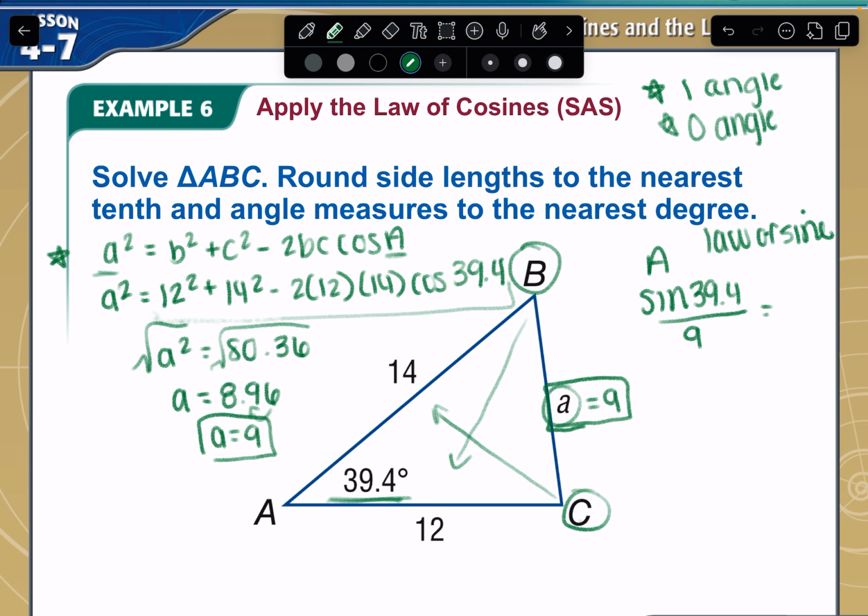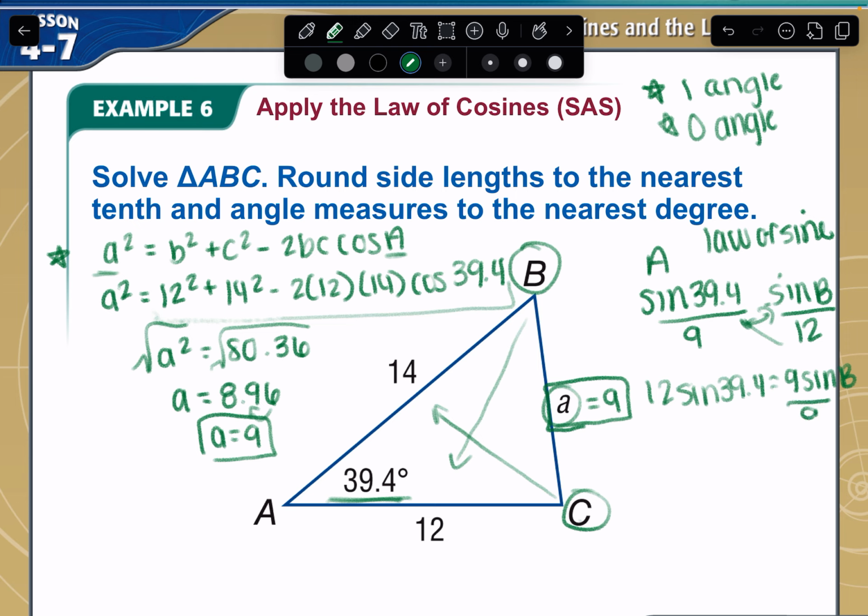Again, it doesn't matter which one you solve next. You can do sine of B or sine of C and find whichever angle measure. When I did this, I did sine of B. So I don't know angle B, but I know the side length of B. So again, cross multiplying. So I would have 12 sine 39.4 is equal to 9 sine B.